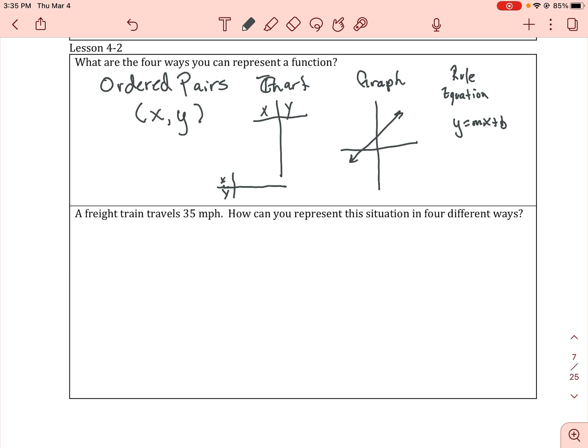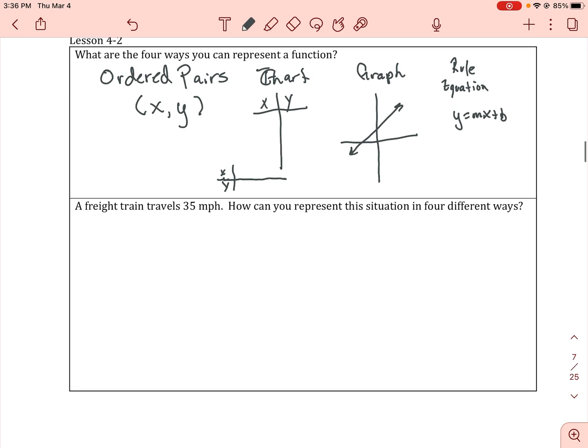So here, a freight train travels 35 miles per hour. How can you represent this situation in four different ways? First is the ordered pairs, x comma y. If I travel 0 hours, I've gone 0 miles. After 1 hour, the train has traveled 35 miles.